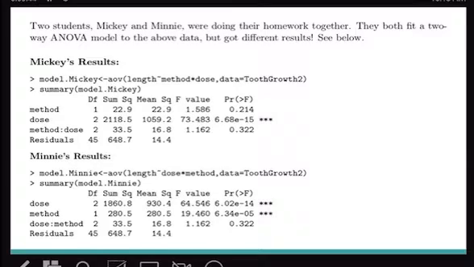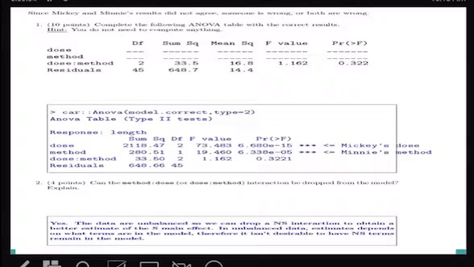So this is sending a message. Of course, they are working with unbalanced data. Now the question is, who is wrong between the two of them? That was why I said, since Mickey and Minnie's results did not agree, someone is definitely wrong, or even both are wrong.